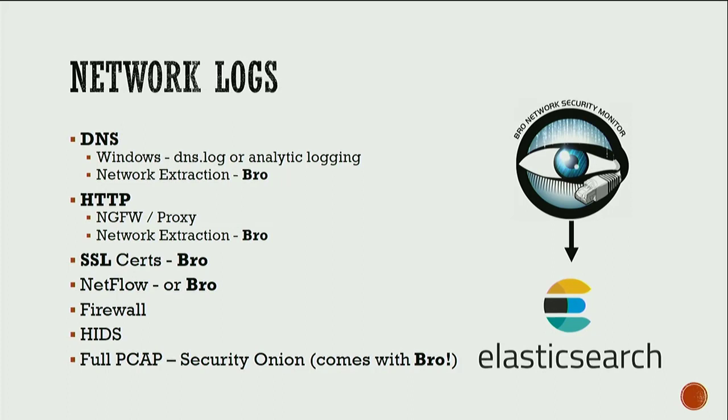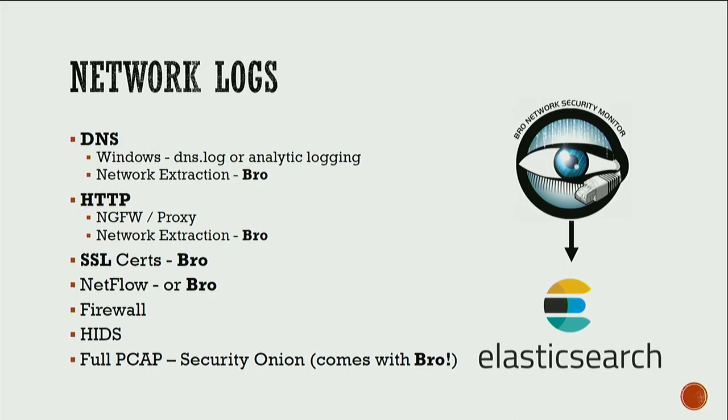Network logs. So there's a couple ways to pick up network logs. There's the built-in ways. There's Windows DNS log. You can do the analytical logging way of doing it. There's BIND logs. As Justin alluded to, it's way easier to do network extraction in a lot of cases. And network extraction is probably best and most freely done with Bro. Bro picks up DNS, HTTP, SSL, NetFlow.